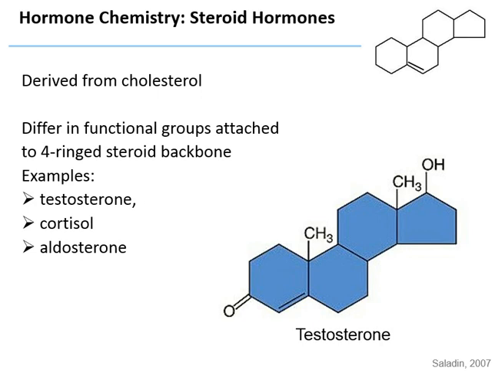The second major group of hormones that we're going to discuss today are the steroid hormones, and these are based around the molecule cholesterol. So here we have the 4-ring steroid backbone, which is the fundamental element in all the steroid hormones. Examples of this type of hormone include testosterone, cortisol and aldosterone, so based on a cholesterol molecule.